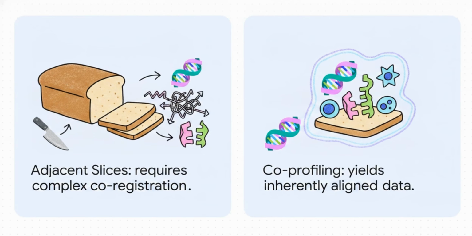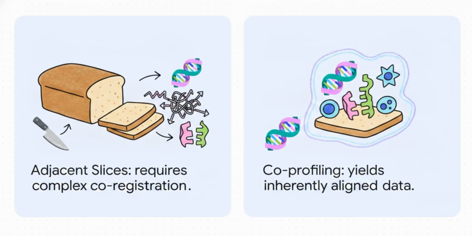But wait, how do you actually capture multiple layers from the exact same physical piece of tissue? Well, researchers generally use 2 main strategies. The first is adjacent slices. Imagine slicing a loaf of bread, right? But very, very thinly. You put consecutive slices on different microscope slides, and maybe you test one for RNA and the next one for proteins. The problem with this is that you have to use really complex computer algorithms to perfectly align or co-register these separate slices back together. The alternative, though, is co-profiling.